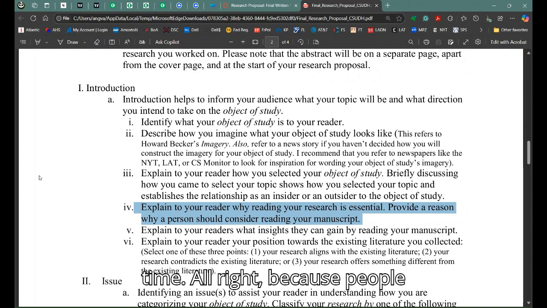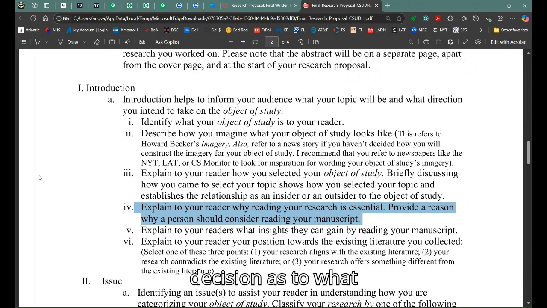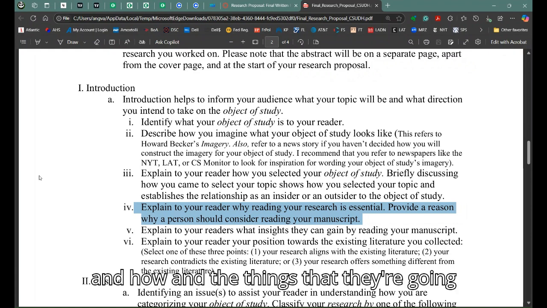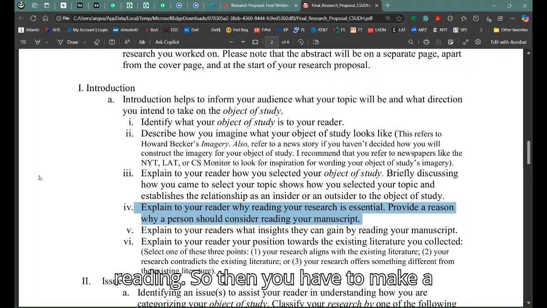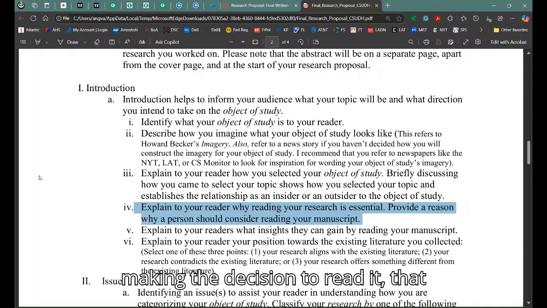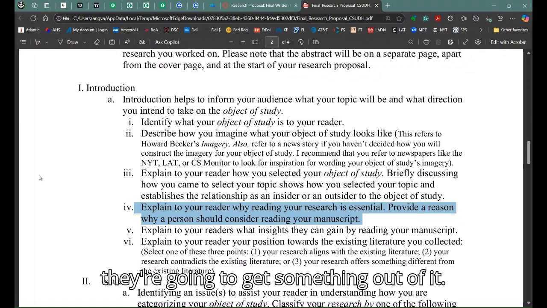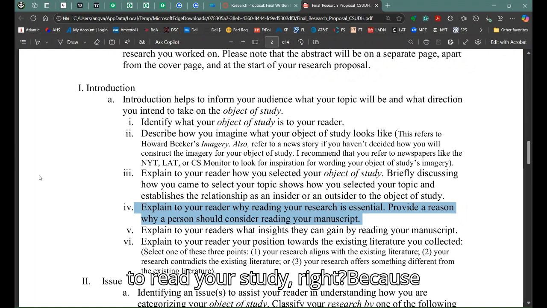All right, because people have limited time and they need to make a decision as to what and how and the things that they're going to read or consume in terms of the reading. So then you have to make a compelling argument to convince the reader that by selecting this particular manuscript and making the decision to read it, they're going to get something out of it in terms of why it's important to read your study, right?